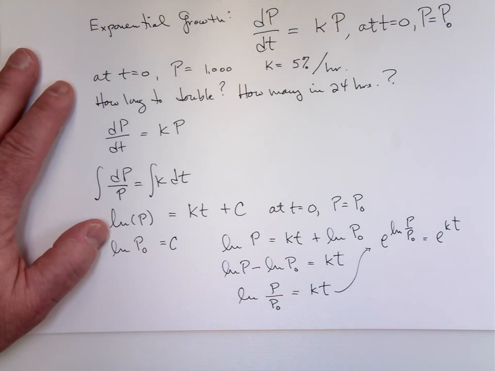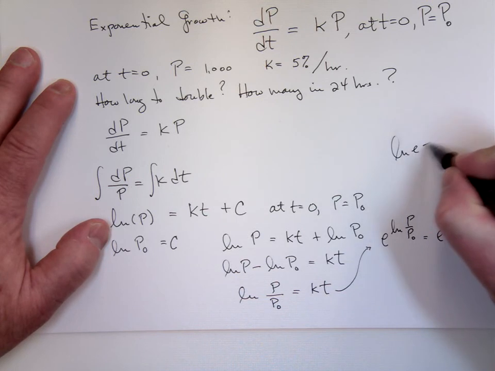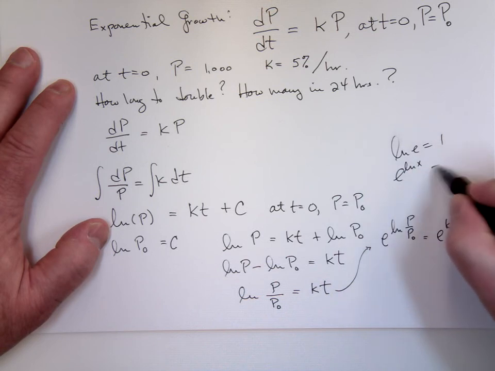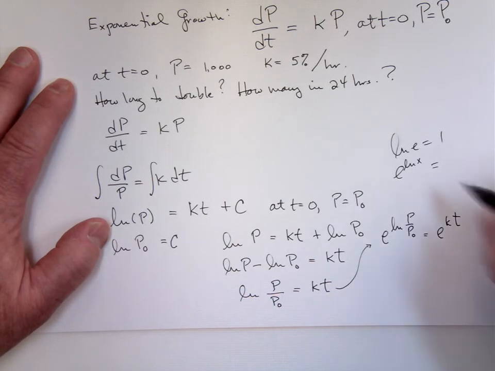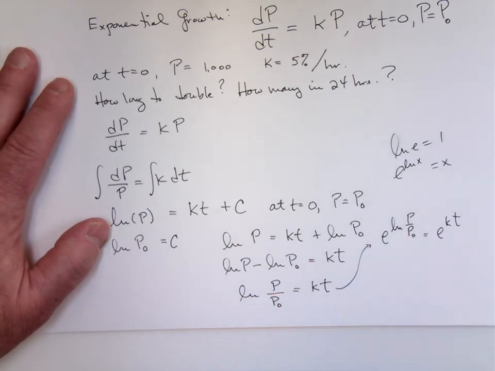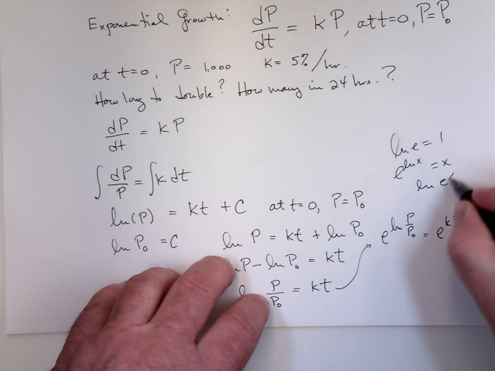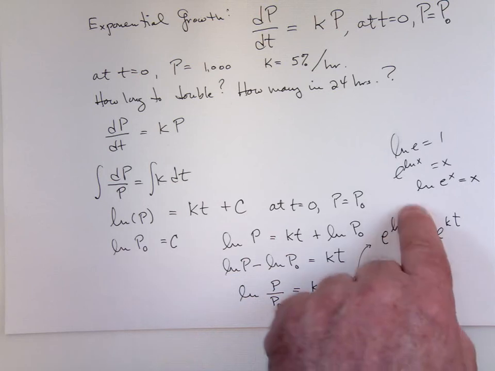Natural log of e is 1. E to the natural log of anything is what? What's e to the natural log of x? x. These are inverse functions. If you start with an x and take its natural log and then raise e to that, you'll get x back again. In the same way, if you take the natural log of e to the x, that is also x. Okay? So what's e to the natural log of p over p sub naught? P over p sub naught. That's it, exactly. Very nice.